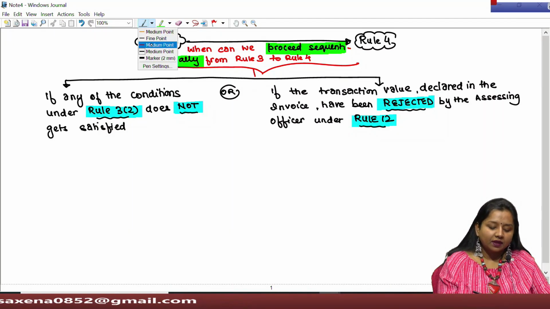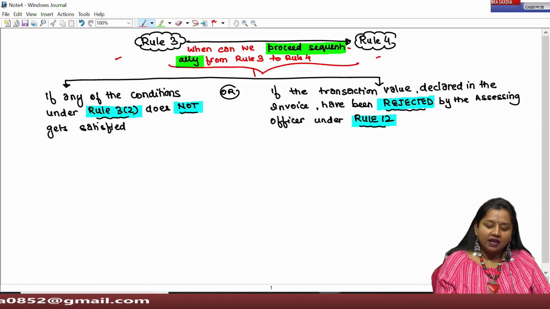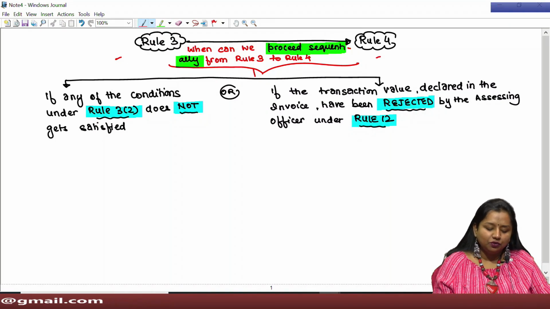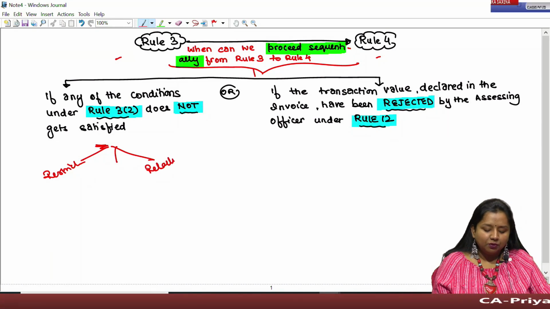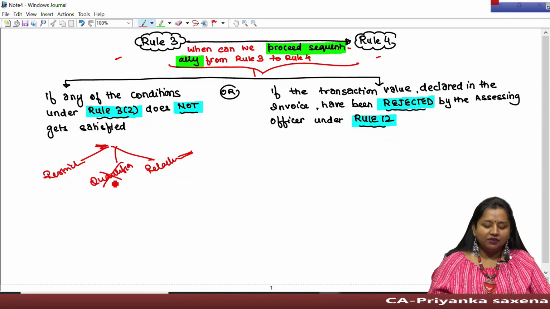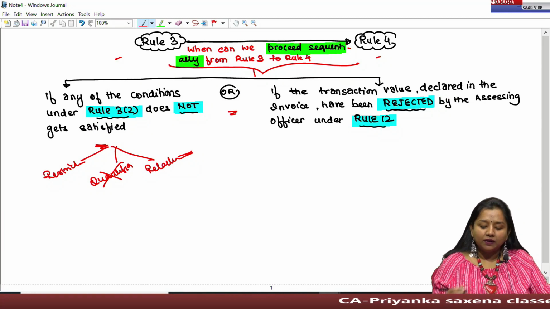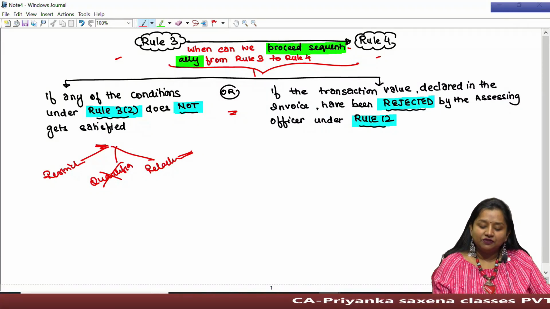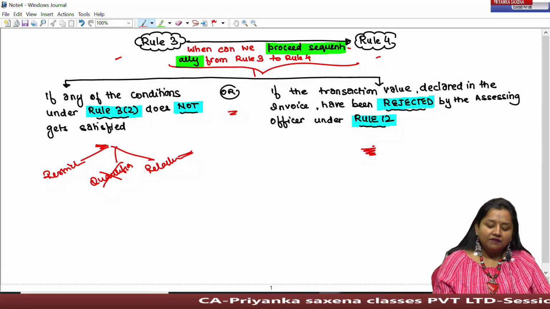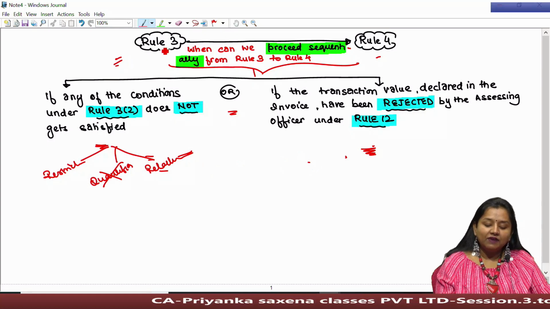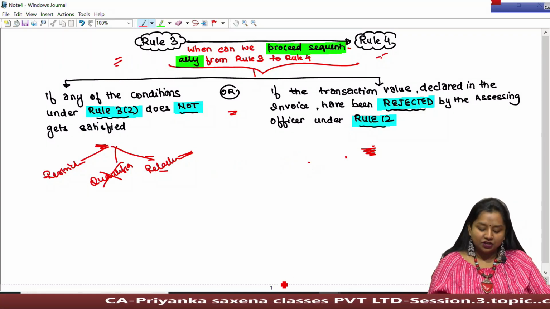There are only two cases when we can proceed from rule 3 to rule 4. 1, if rule 3(2) conditions do not get satisfied, that is either the seller imposes restriction on the buyer, or there is a relation between importer and exporter, or the information related to imported goods is not quantifiable at port. Or 2, the transaction value mentioned in the invoice has been rejected by the assessing officer under rule 12. If either of the conditions arises, then valuation shall be done under rule 4 instead of rule 3.